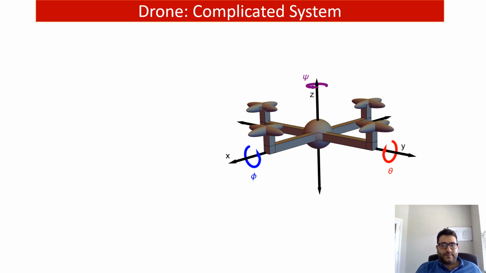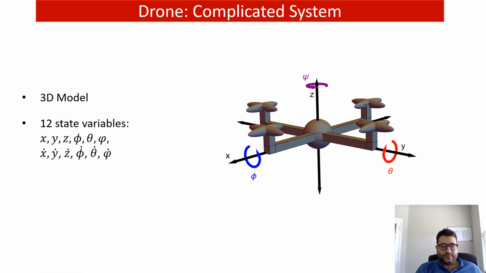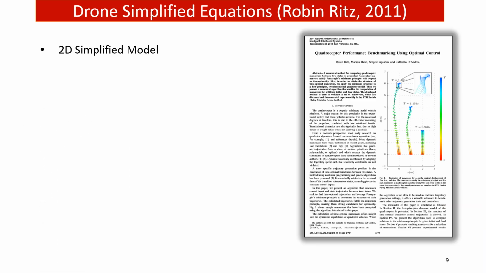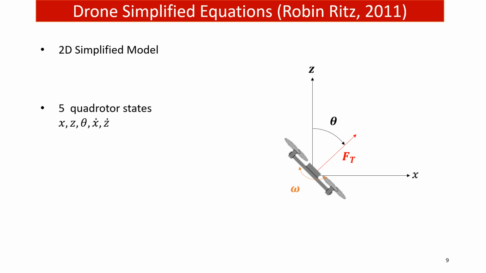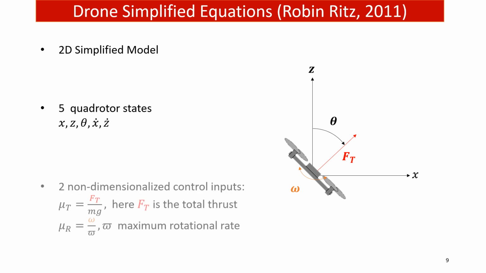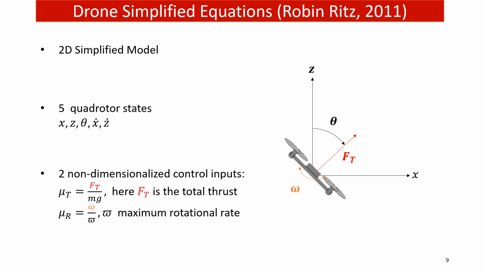A drone system is a complicated system. It is a 3D model and it has 12 state variables. In our paper, we used a 2D simplified model, which is explained in Robin Reed's paper. This model has 5 state variables, and it has two non-dimensionalized control inputs. UT controls the thrust, UR controls the rotational rate.